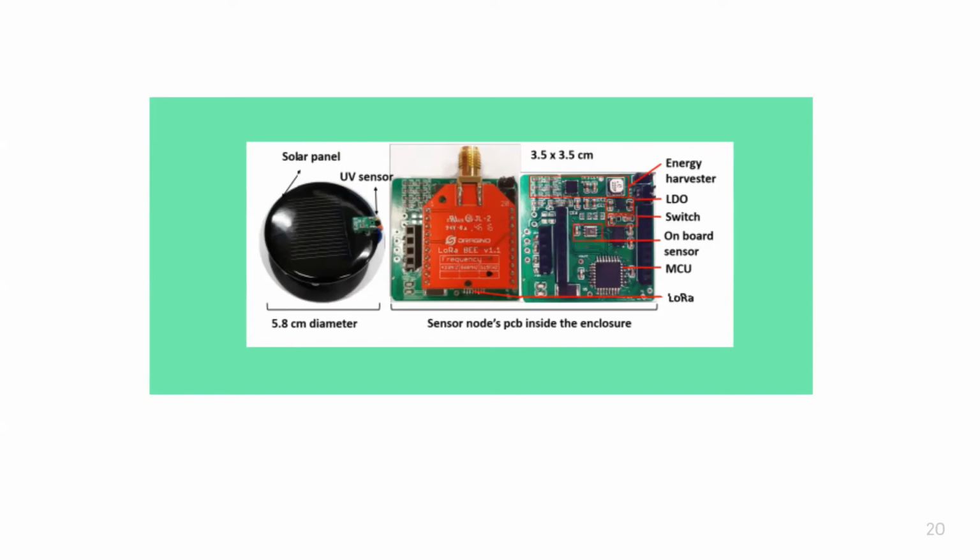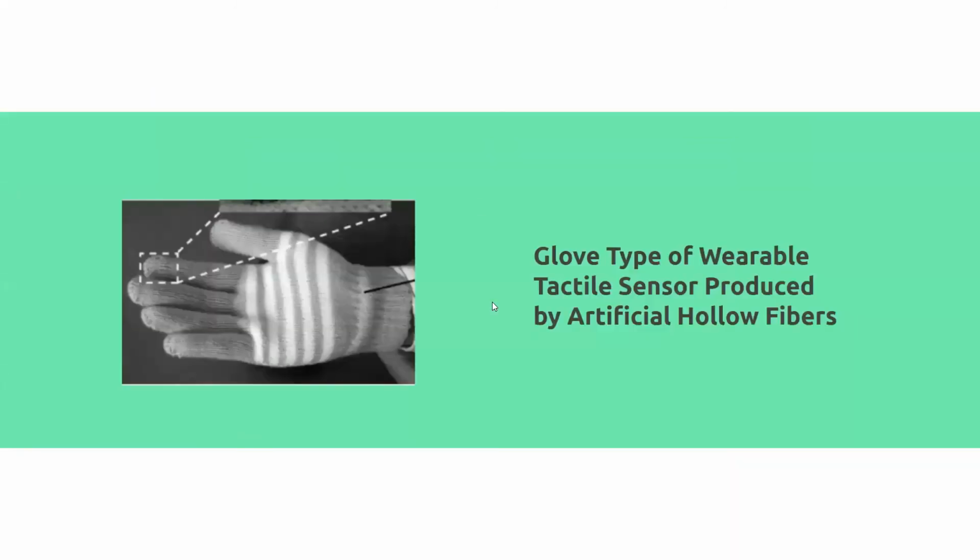And the long-range LoRa wireless connectivity was achieved by the RFM95. It had a low current of 10.3 milliamps and only consumed 0.2 milliamps in sleep mode. And the network topology, again, was the star network, and all the environment data monitored by the sensor node was transmitted to the gateway directly. In this picture, this is how it looked. They have the energy harvester, the LDO, the switch, the onboard sensor, the MCU, and LoRa, which was here. And I'm going to give it to Joshua for the glove type.